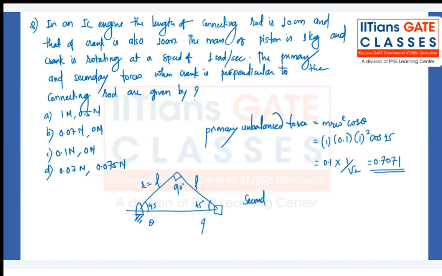Secondary unbalanced force is equal to MR omega square cos of 2 theta divided by n. Yes, cos 90 is 0. So the secondary unbalanced force is 0. Hence option B is correct in this case.